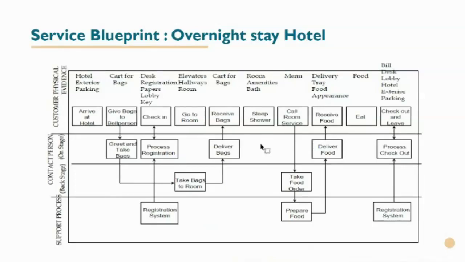So first thing is physical evidence. I told you. So what are the physical evidence which are available in a hotel? Your menu, your room amenities, your cart for handling the bags, your desk registration papers, the people, your delivery tray, food appearance, lobby, your lighting, your ambience of the hotel. Everything is physical.